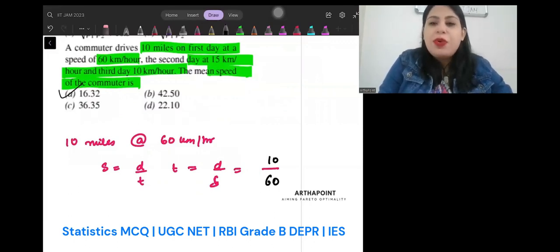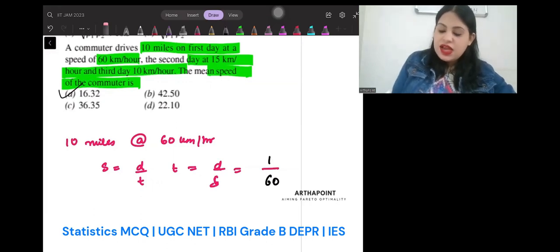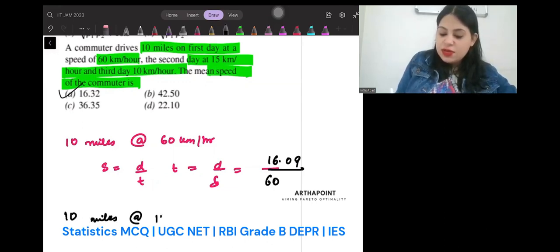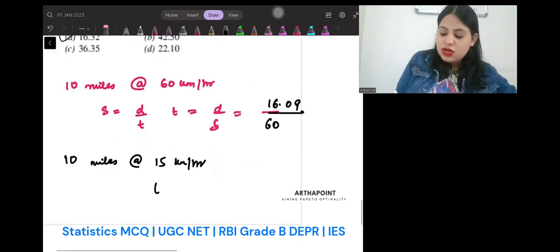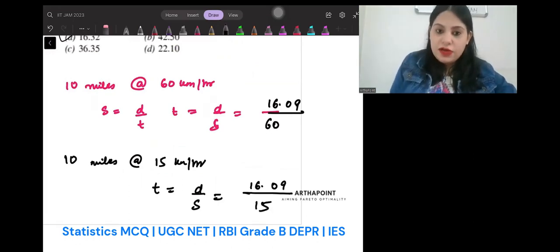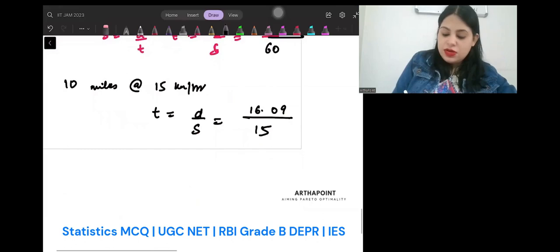So 10 miles will approximately be 16.09 kilometer. तो बेटा यहाँ पर I will write 16.09 किलोमीटर. उसी तरीके से नेक्स्ट डे पे 10 miles at the rate 15 kilometer per hour. तो टाइम क्या हो जाएगा? टाइम will be distance by speed. So distance is 10 miles only and speed is 15 kilometer per hour. Day 3 पे क्या है बेटा? Day 3 पे 10 kilometer per hour.